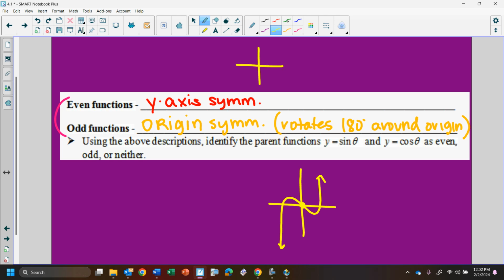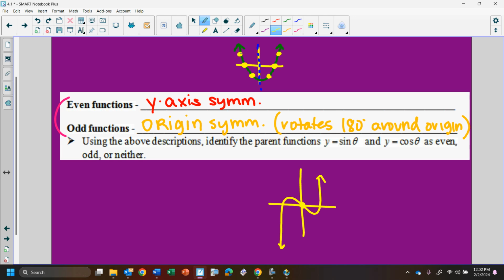A quick picture for that. How about a parabola like we did in our homework? We have a parabola right on the y-axis. And we fold this along the y-axis. Do you see how this point is a mirror image of that point, and this one mirrors over here, and this one mirrors over here? Yeah, that's y-axis symmetry or an even function.